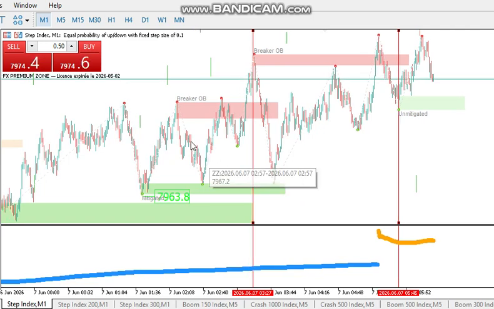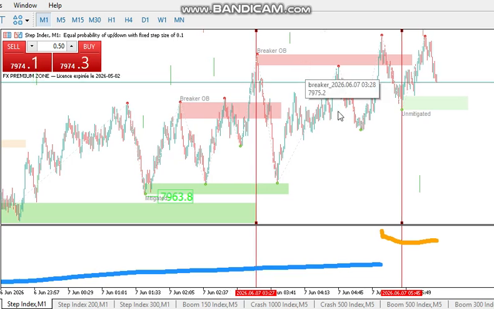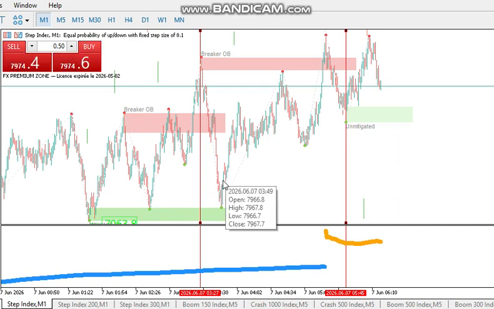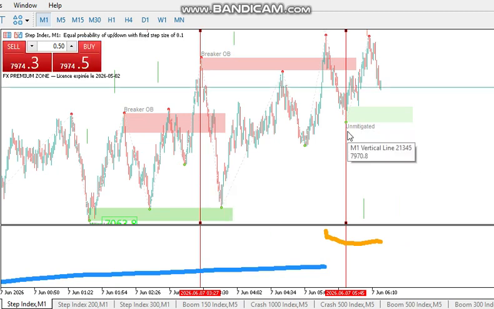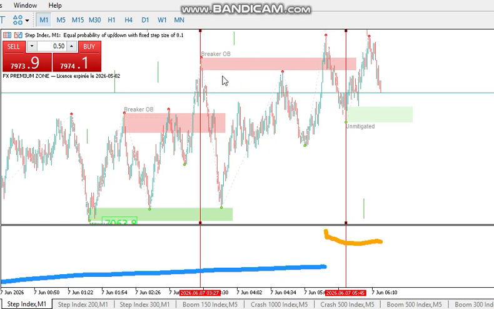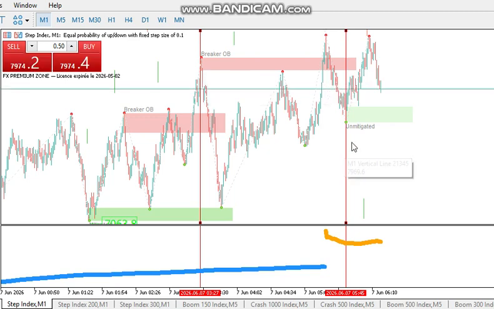But this particular indicator on the chart is exactly what you are going to be looking for. So guys, this is the confirmation area that I marked in this spot. Why you need to follow this indicator is because anytime you have your breaker OB, then you have your unmitigated level, that is your confirmation to enter this trade.